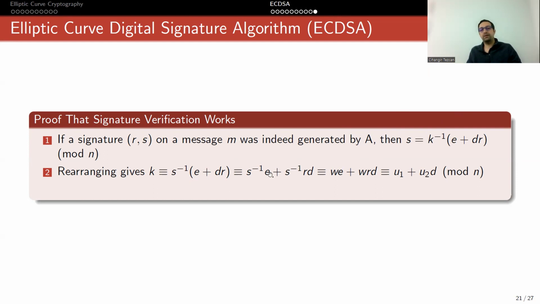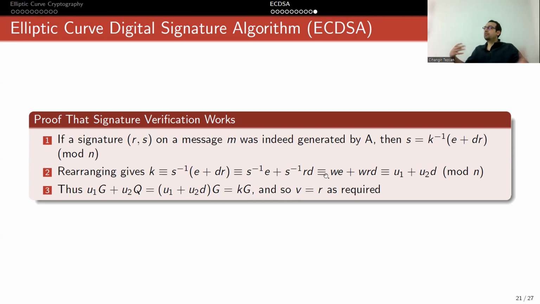If you multiply this out like this, you'll end up with S inverse E plus S inverse R d. But this is exactly WE plus WRd. This is exactly U1 plus U2 d modulo n. So since the verifier calculates U1 G plus U2 Q, this actually gives you (U1 plus U2 d) times G, which is actually KG. And so V equals R as required. Okay, so we're using some basic number theoretical arguments to see that this works.